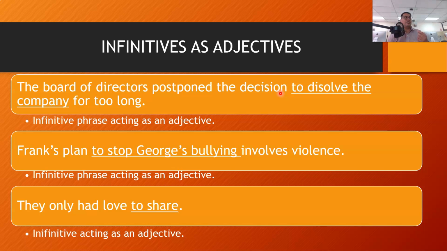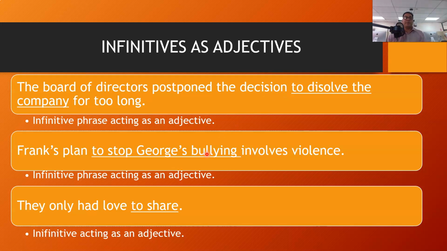So it's not any decision. It's not the decision to buy more furniture for the office. It's not the decision to hire new lawyers. It's not the decision to create a new branch in Honduras. No, nothing like that. It's the decision to dissolve the company. So as you can see, this infinitive phrase is acting as an adjective because it is giving us information about what decision we are talking about.